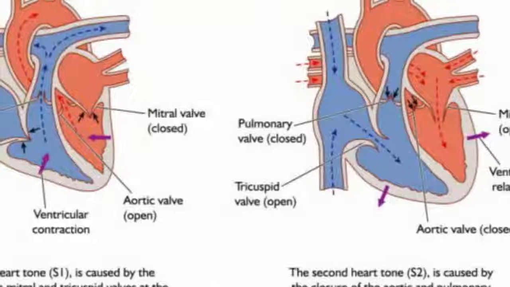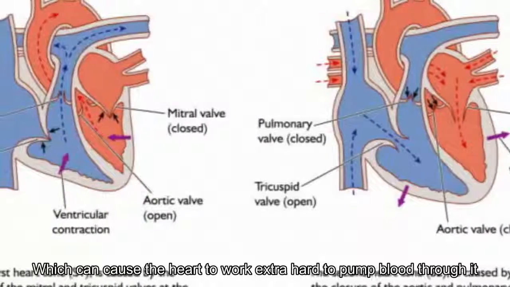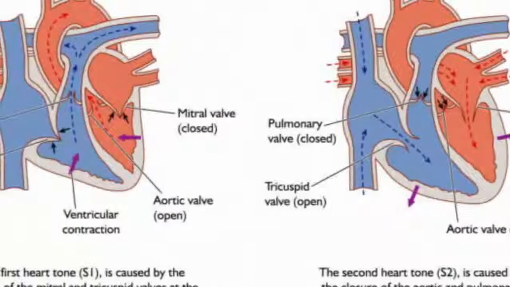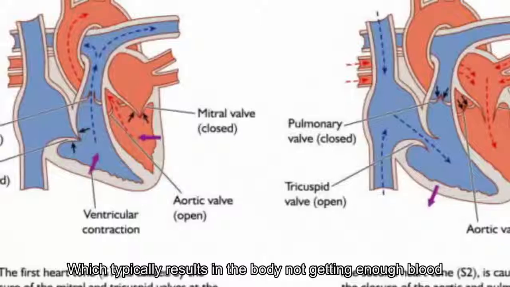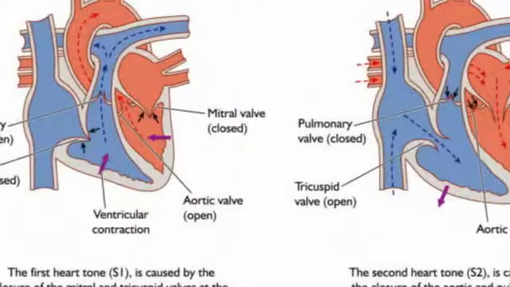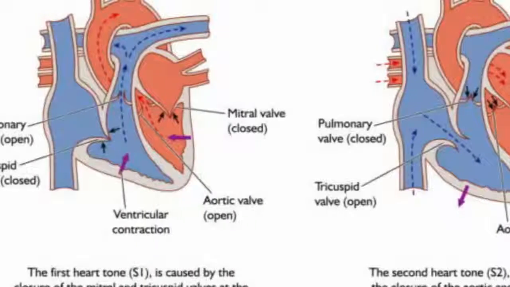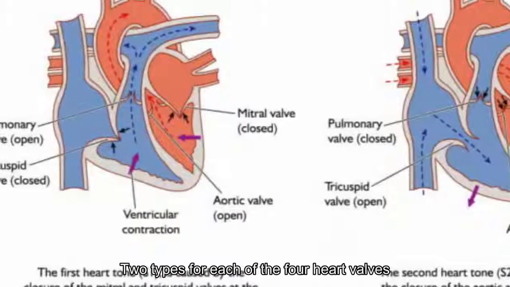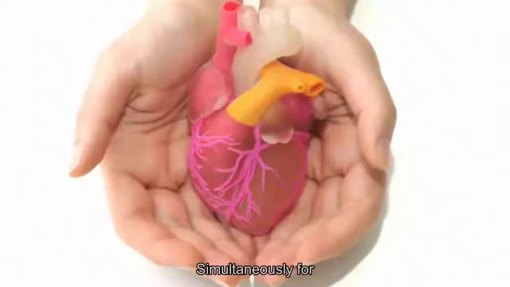All 4 valves can suffer from stenosis, which can cause the heart to work extra hard to pump blood through it. All 4 valves can also suffer from insufficiency, which typically results in the body not getting enough blood flow. So in total, there are technically 8 different types of heart valve disease. 2 types for each of the 4 heart valves. It can develop in just a single valve, or sometimes multiple valves simultaneously.